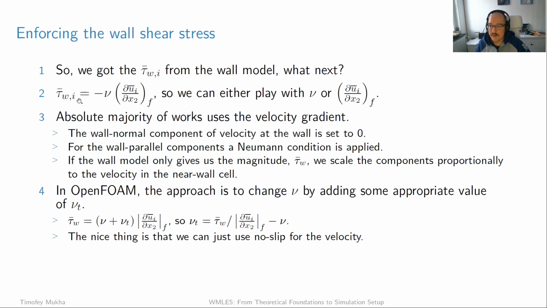Now, here I've written it out for the components, right? But sometimes the wall model will just give us the magnitude. For example, if we use a law of the wall, it's not going to give us the components of the shear stress, it's just going to give us its magnitude. And that's okay. If we have that, we just scale the components proportionally to the components of the velocity in the near wall cell. So basically, if the velocity in x is 5 times larger than in z, let's say, then the same will hold for your shear stress vector.